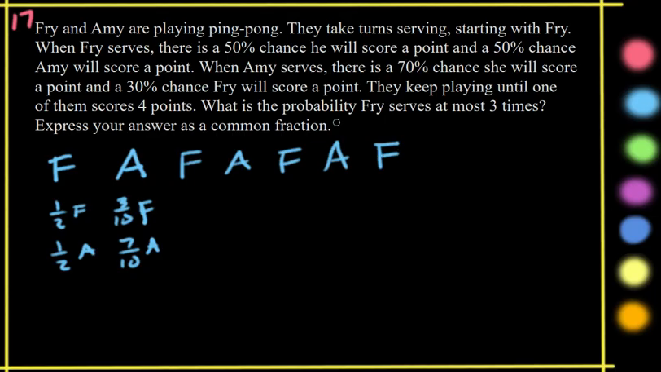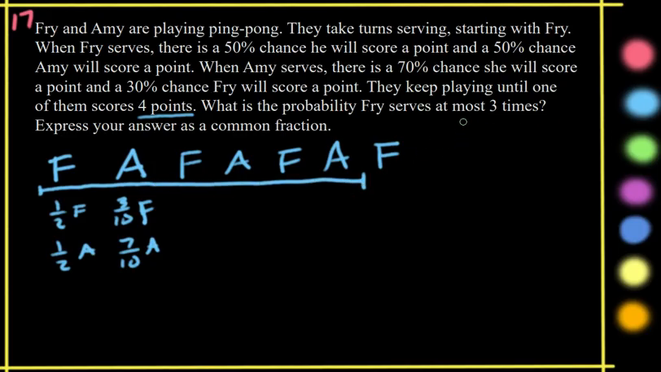potentially. Now, this is actually the longest you can go, is 7 points. Because once somebody scores 4 points, the game's over. And somebody's going to have to score 4 points by the time you get to 7. And so it says, what is the probability that Fry serves at most 3 times? Well, that means any game that ends anywhere up to here is going to satisfy that.